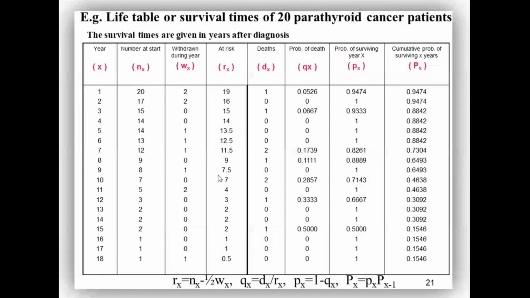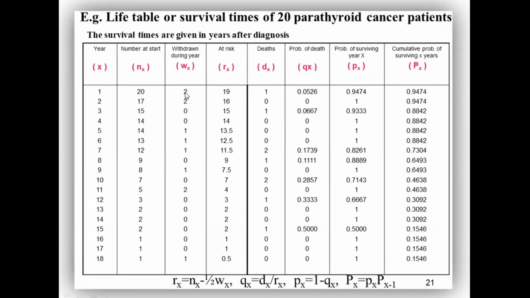Why do we take half of wx? Why don't we take all? The reason is, for example, here the time is in years, and in a year we have 12 months. So of course there are 2 individuals who withdraw in this time period. These 2 individuals might have withdrawn just at the beginning of the year, or at the end of the year, or in the middle. We don't know when they withdrew.